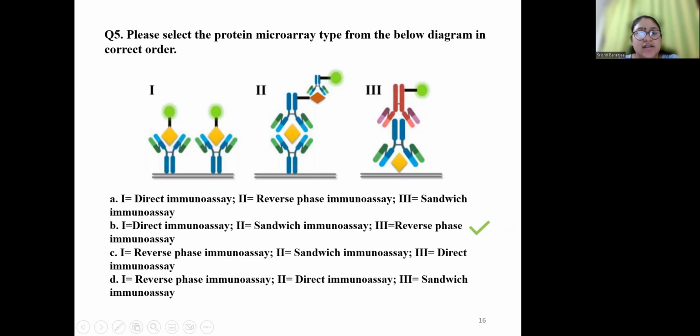Yes, you all are correct. Direct, sandwich, and reverse phase. Can any one of you explain why? What is the difference between reverse and sandwich, and what is actually happening in this picture? Can any of you describe that?